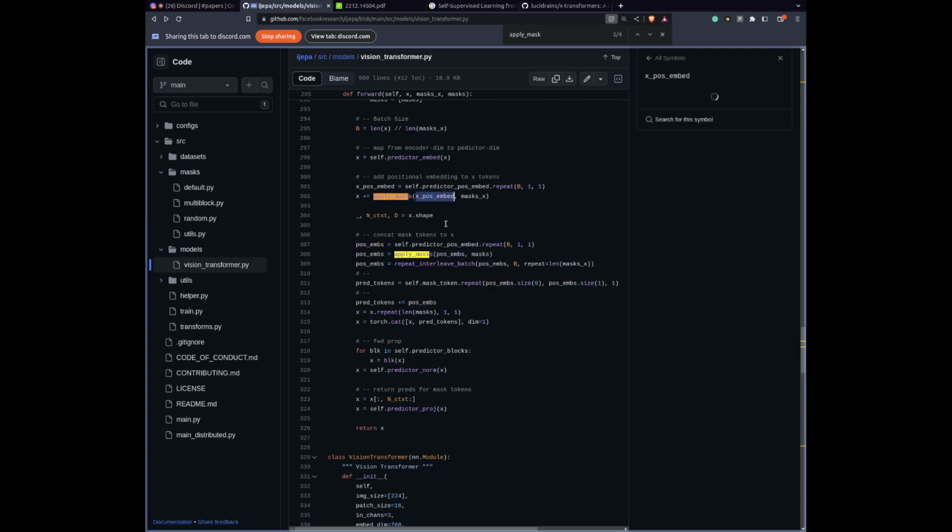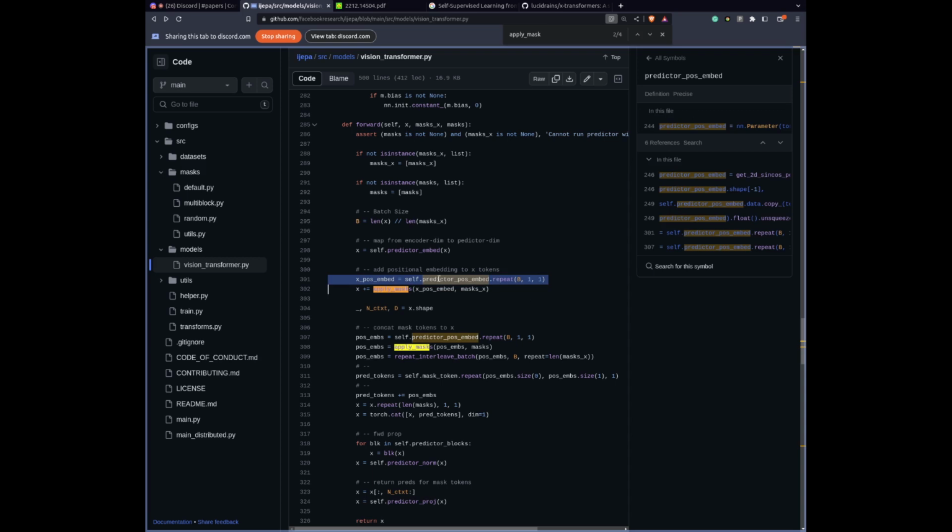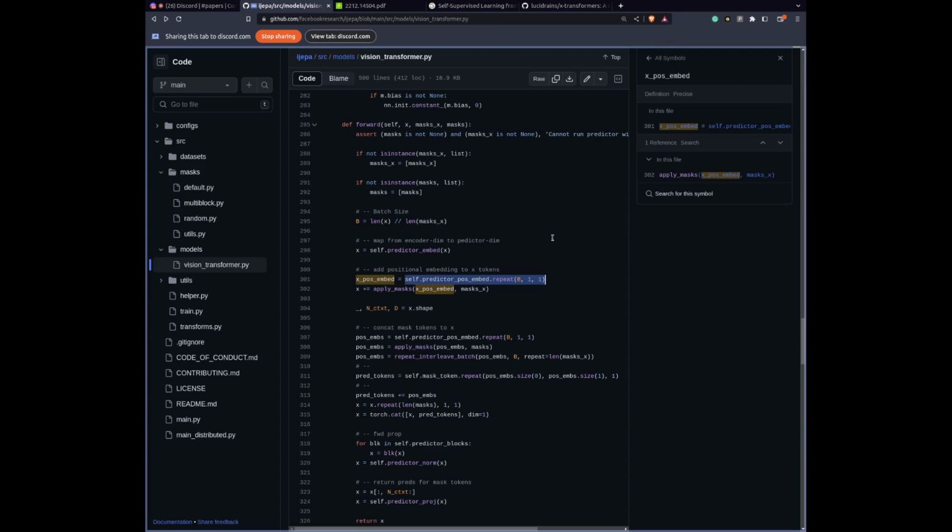So here we have, okay, so we are predicting two positional. Wait, why are we doing this two times? So this is the X position embedding, right? Which is the same thing as this one.